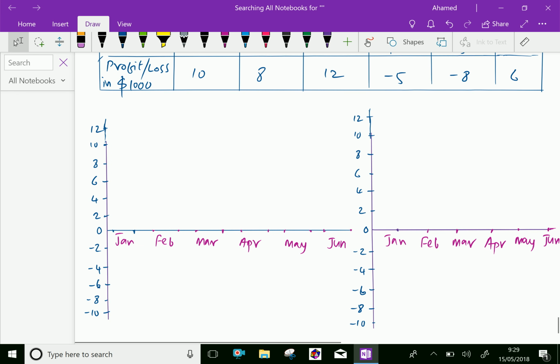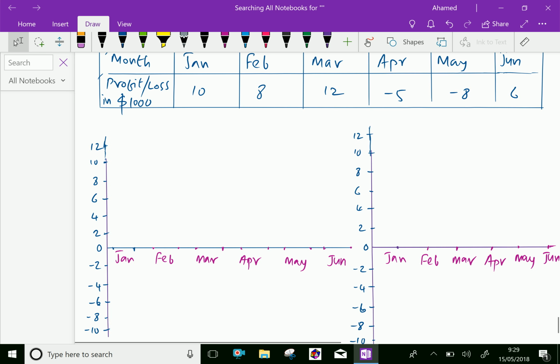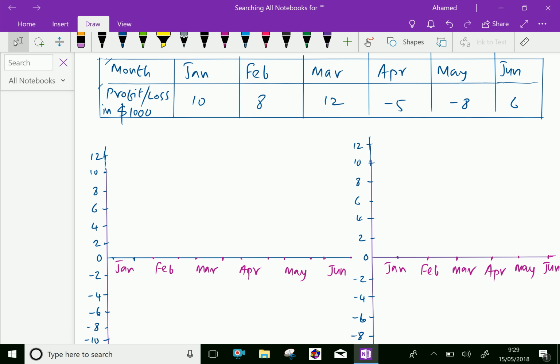Here first let us do a bar graph for this information. On the x-axis the names of the months are given, and on the y-axis the profit and loss is given. Here January has 10,000 profit, so we have to note a point here at 10. Here we have to draw a bar for this value of 10. We can draw roughly like this, a bar of 10 units.